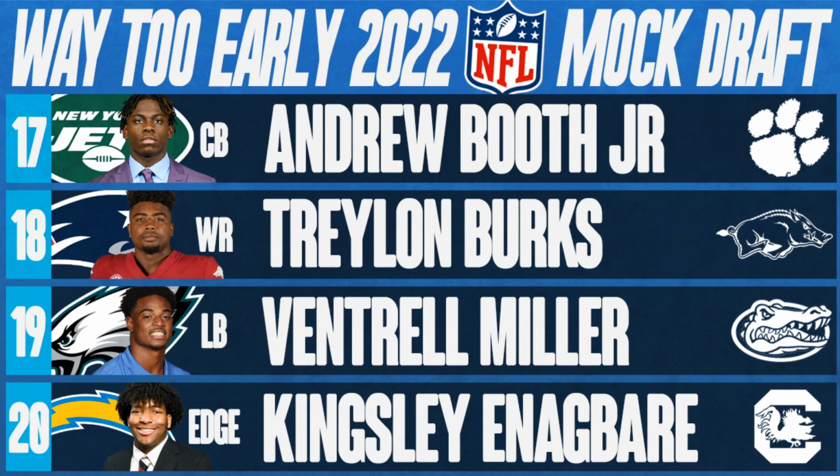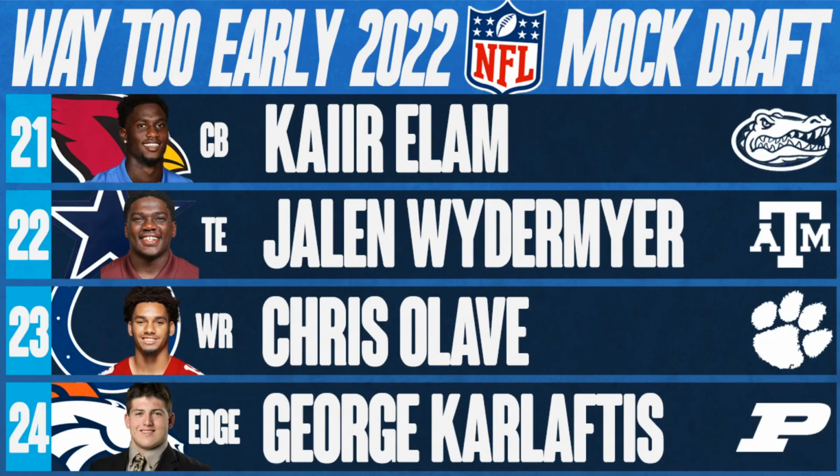Big draft for them in 2021, but they addressed corner. I don't want to go corner in 2022. We're going edge, and JJ Enagbare is a really, really talented one. It's a good cornerback class, and Kaiir Elam is right near the top of the list, falling to 21 in this scenario. Of course, we have no idea what's going to happen in 2021, so the 2022 draft is, ultimately, a crapshoot at this point.